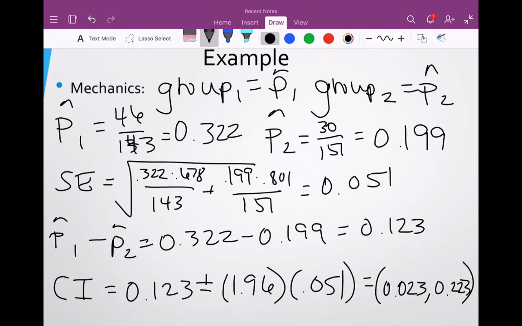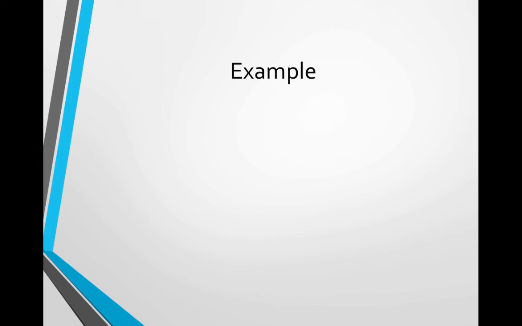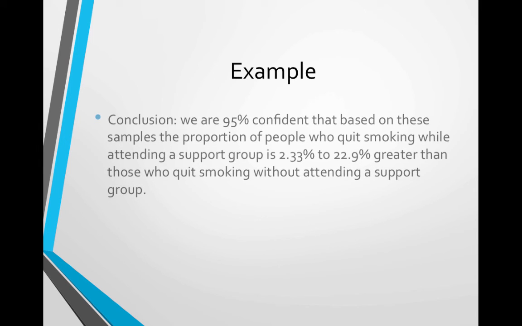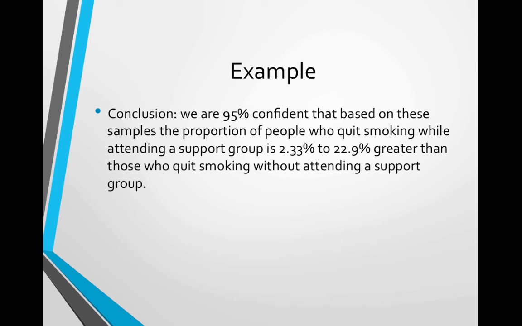But remember, whenever we calculate a confidence interval, we have to interpret it. So to interpret our confidence interval, we can give a conclusion by saying we are 95% confident that based on these samples, the proportion of people who quit smoking while attending a support group is 2.3% to 22.3% greater than those who quit smoking without attending a support group.